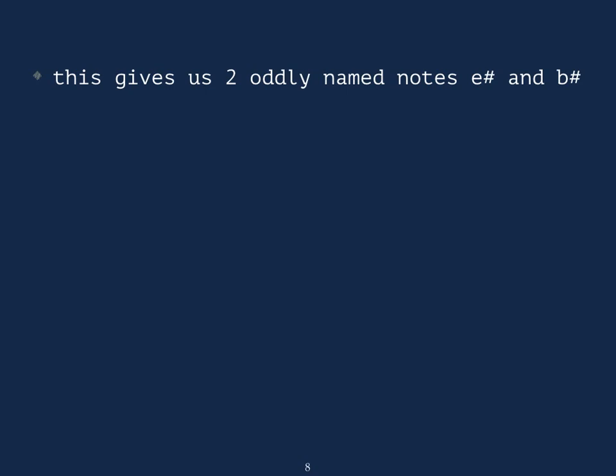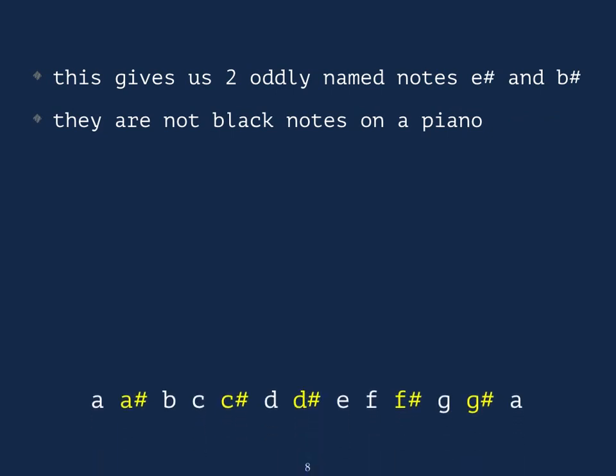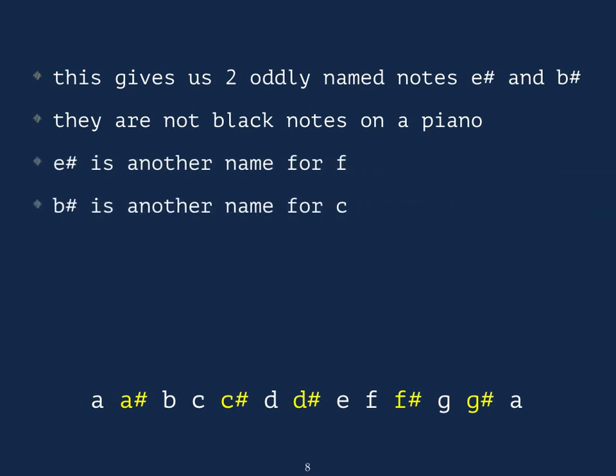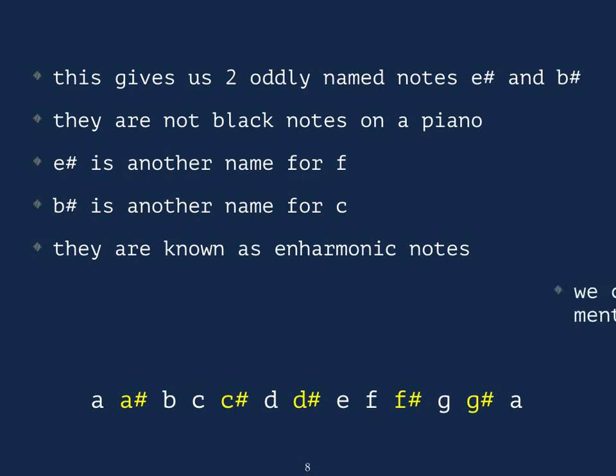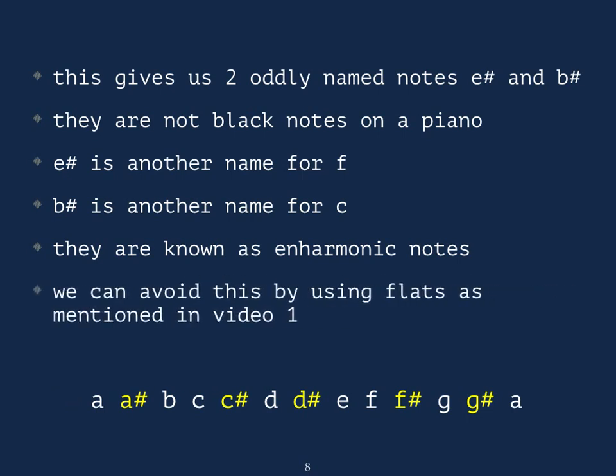So this gives us 2 oddly named notes, E sharp and B sharp. They are not black notes on a piano. Take a look down there. E sharp is another name for F. And B sharp is another name for C. They're known as enharmonic notes. And we can avoid this by using flats as mentioned in video 1.